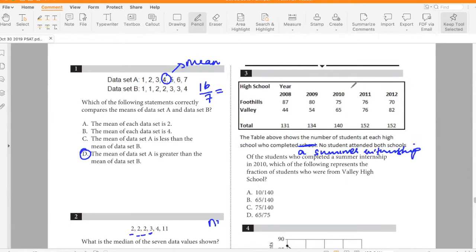Okay, so 2010, the number of students who completed the internship was 140, and from Valley High School was 65. So 65 by 140, option B.